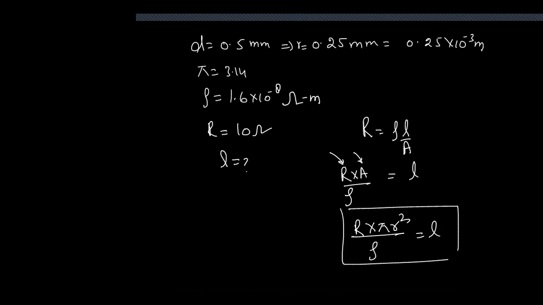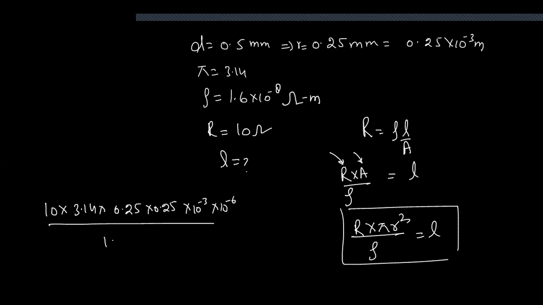You got the area. You need to find out the length of the one. Are you first multiplying these, calculating the area? Yes. Why you are going to the so difficult and so difficult calculation? So use this 10 into 3.14 into 0.25 into 0.25 into 10 raised to the power minus 3 into 10 raised to the power minus 3 upon 1.6 into 10 raised to the power minus 8. Okay, got it? Yes, sir.